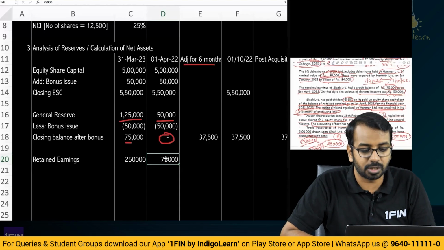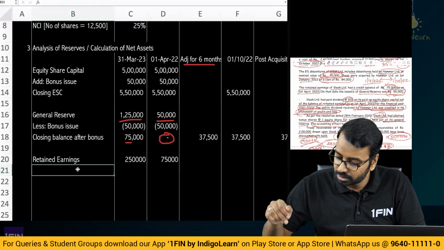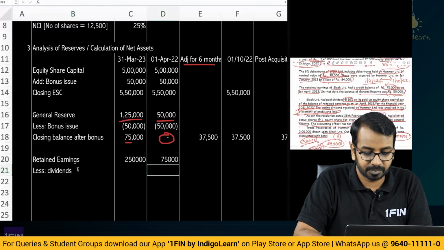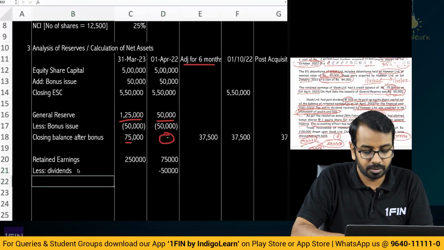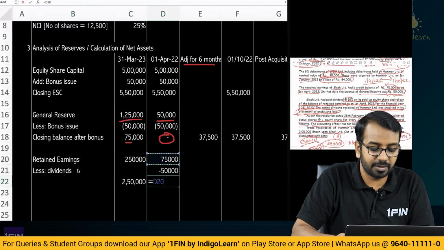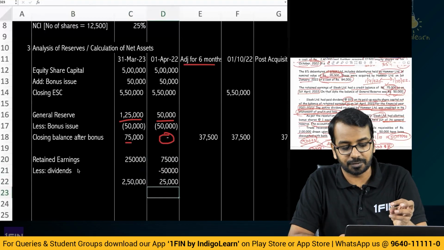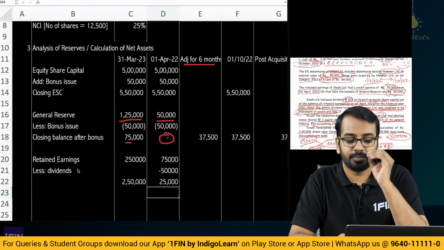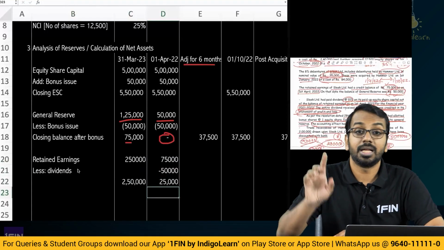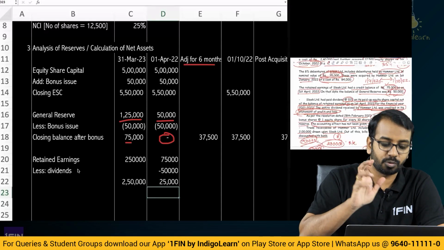So this 75,000 what you see on 1st of April, the balance actually we have to bring it down by the dividend amount, that is 10%. So less dividends, how much? 50,000. So here it is 2,50,000, here it is 75,000 minus 50,000, 25,000. So opening balance actually, or as on 1st of April, is 25,000. So opening balance effectively after paying dividend is 25,000. We are not saying opening balance is 75,000. Opening balance minus dividend is 25,000.